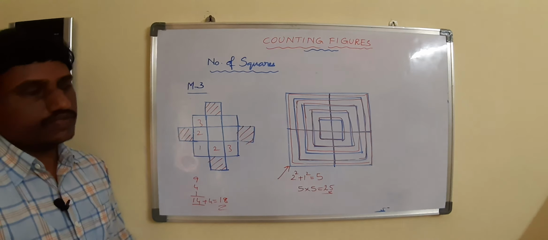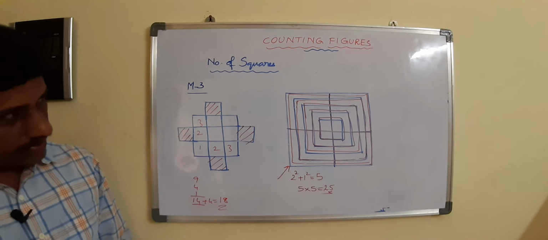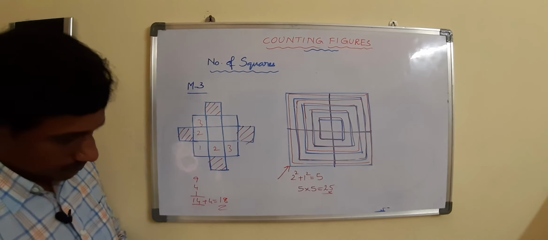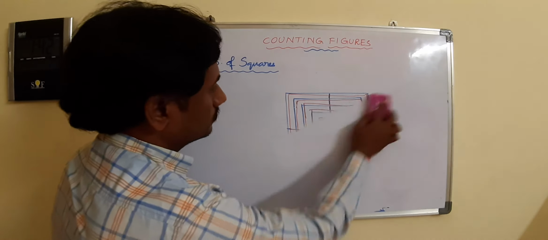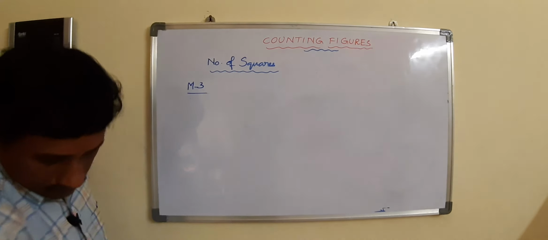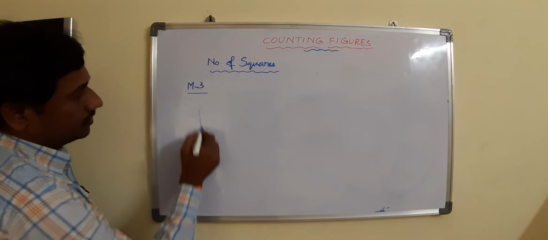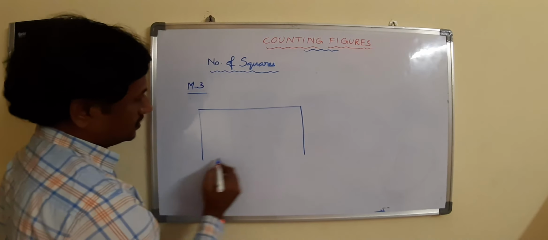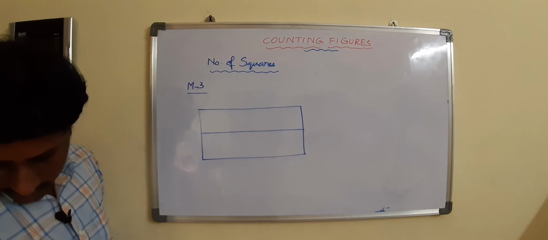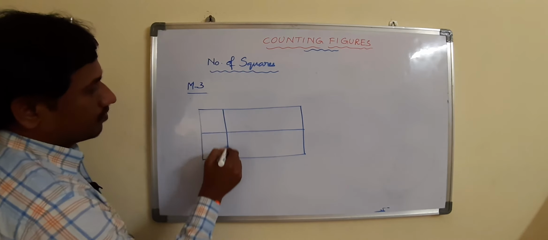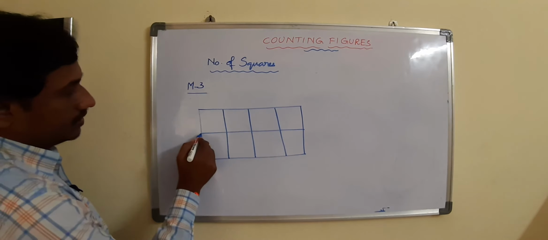That much simple. Once you are clear about the basic concept, you can do whatever problem they give. For example, one more problem we'll see. This is the problem given in group exams of Andhra Pradesh. They gave a rectangle shape like this. And they made partitions 1, 2, 3, 4. 1, 2, 3, 4. And they did like this further.